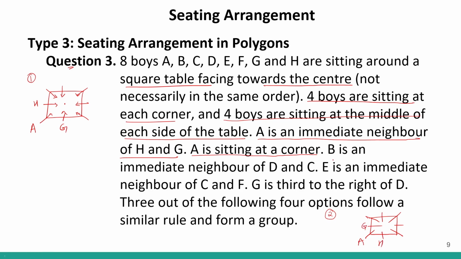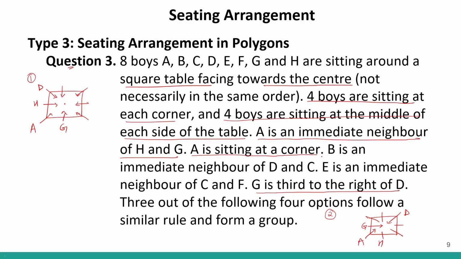Correct? B is an immediate neighbor of D and C. Let us hold this information. E is an immediate neighbor of C and F. Let us hold this information. Now, G is third to the right of D. So, G is over here. If he is third to the right of D, that means D will be over here. Similarly, if G is over here, they are facing the center. Third to the right of D means D will be over here. G is third to the right of D.